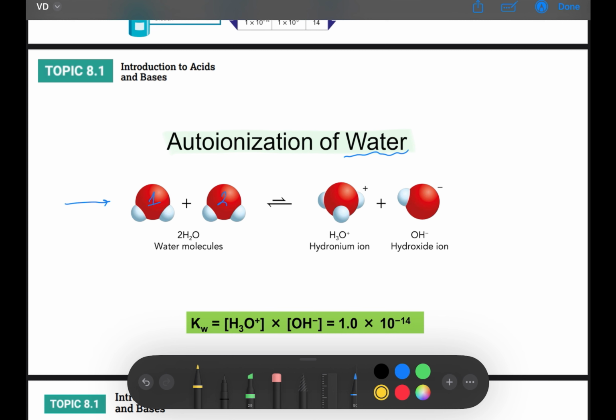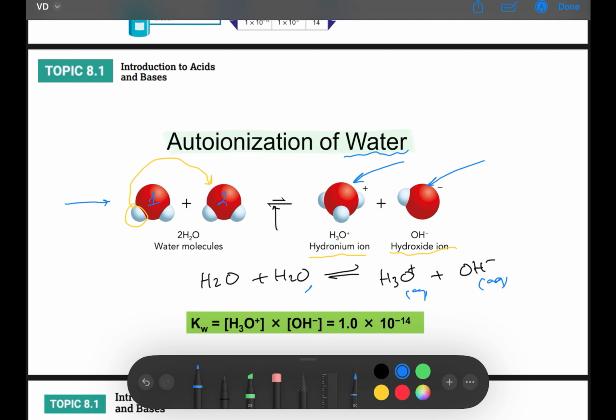If we represent that in terms of an equation, we have a water molecule and another water molecule reacting with each other. You can see that this is a reversible reaction that is favored to form more reactants. It gives H3O plus in addition to the OH negative. And we can see that this is aqueous, this is aqueous, and these are, for sure, liquid.